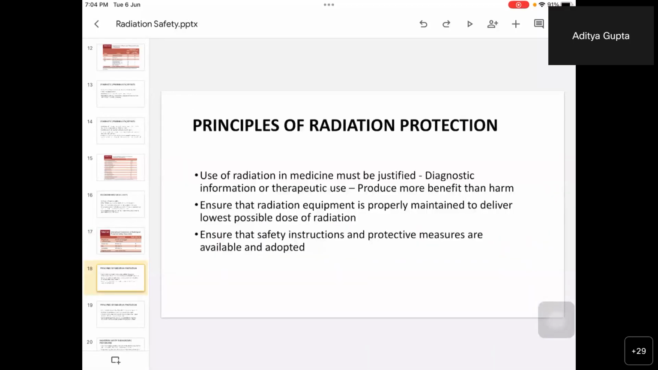So the use of radiation in medicine should be justified every time. Diagnostic and therapeutic use should produce more benefit than harm to the patient as well as to the treating physician. We have to ensure that radiation equipment is properly maintained to deliver the lowest possible dose of radiation, and that safety instructions and protective measures are always available and adopted.